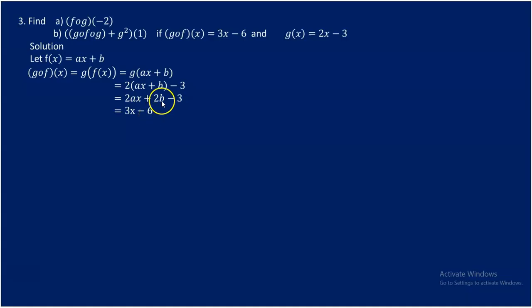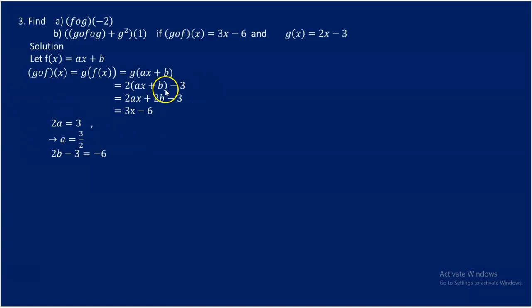Now two linear expressions are equal if the coefficient of x and the constants match each other. So here the coefficient of x is 2a, whereas the other coefficient of x is 3. So we have to match these two. That is to say, 2a must be 3, and 2b minus 3 must be minus 6. From this, 2a has to be 3, so a is going to be 3 over 2. Look, we are working to determine what f is going to be. So a is 3 over 2.